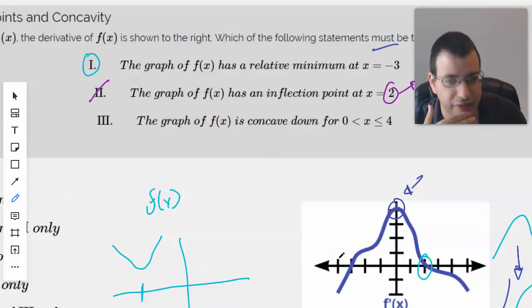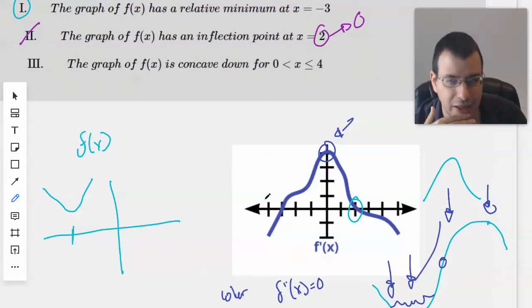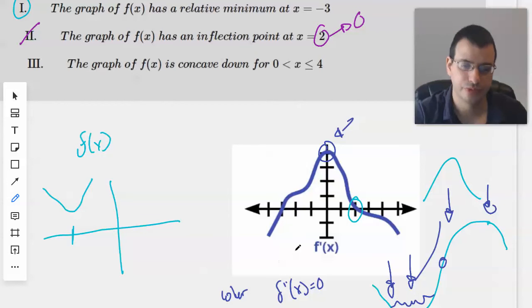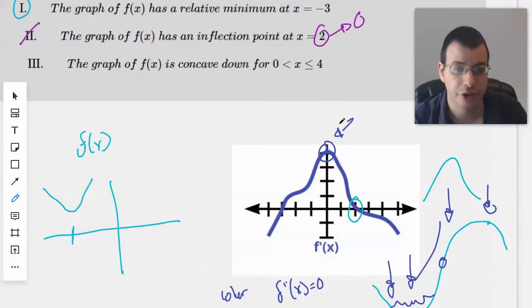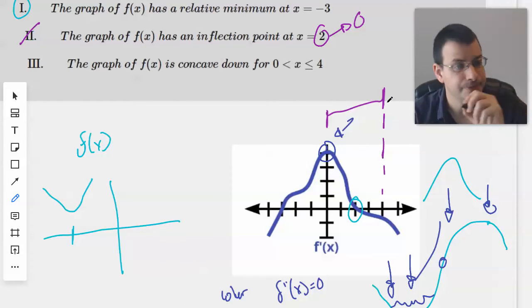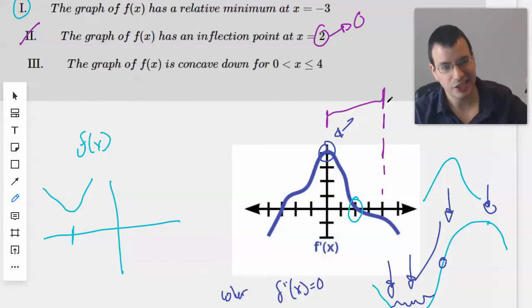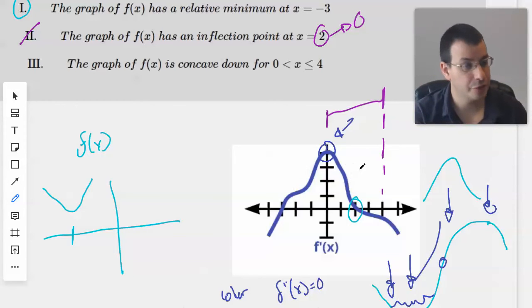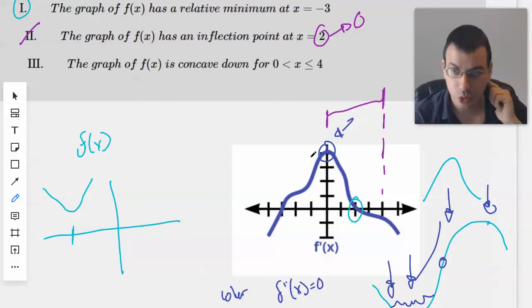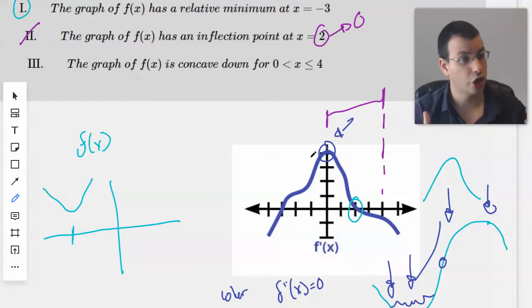The graph of f of x is concave down for 0 less than x less than or equal to 4. So, okay, it's talking about this area right here. 1, 2, 3, 4. Yes. So concavity is the second derivative of x. We have the first derivative of x. So if we look at the derivative of the first derivative, we will get the second derivative. And when you're looking at the derivative, f prime of x, what you're really looking at is slope.